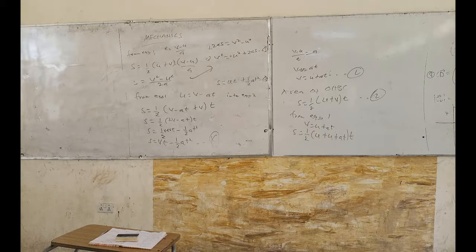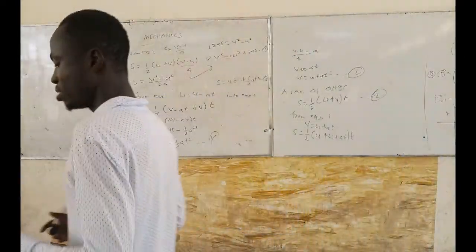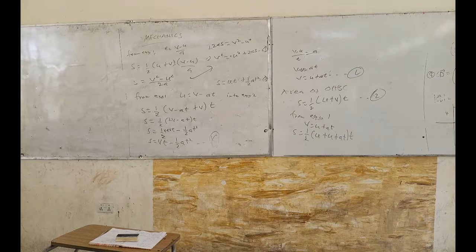So the first equation of motion, the problem is solved. So a particle starts from a point A with velocity 3 meters per second, moves with a constant acceleration of half meter per second square along a straight line AB. Full stop.